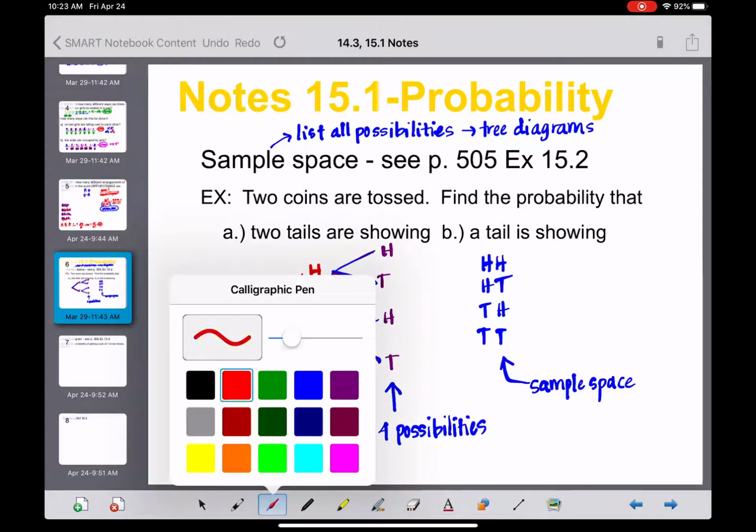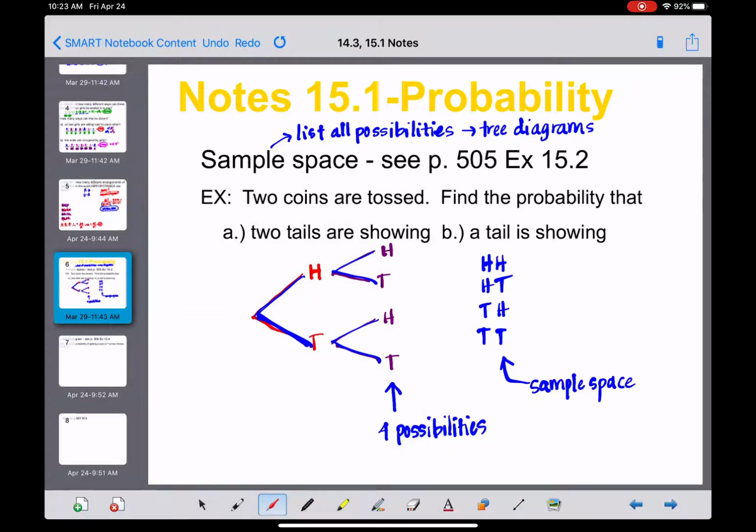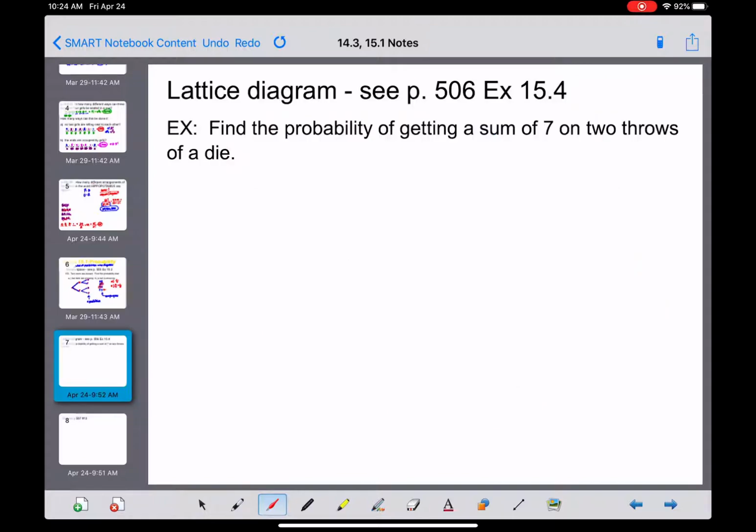So what's the probability that 2 tails are showing? Well, that would be right here. So it would be 1 out of 4. What's the probability that just a tail is showing? Okay, so if we're looking for just a tail, that means 1 tail, not 2. So we have 1, 2. So we have 2 out of 4, which would be 1/2. So a tail would be singular there. So just trying to understand sample space and being able to list those out.